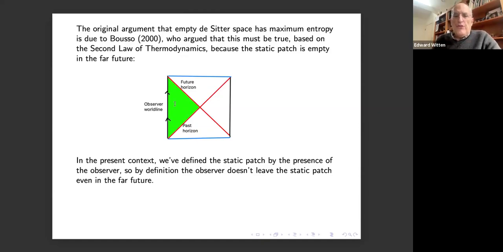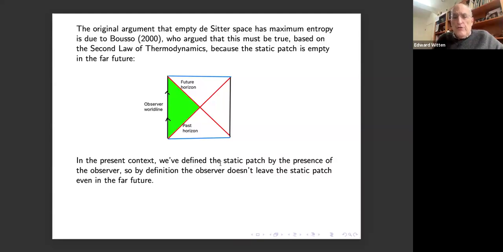With probability 1, any particle in the static patch is not precisely aimed in this direction and will cross the future horizon eventually and leave the static patch. So with probability 1, from Bousso's point of view, the static patch is empty in the far future. But Bousso said, therefore, the static patch spontaneously evolves to be empty. But the second law says that the spontaneous evolution of any system is toward maximum entropy. So he interpreted spontaneous evolution toward emptiness to mean that empty de Sitter space has maximum entropy. And so this argument was based purely on thermodynamic grounds with no microscopic definition of entropy.